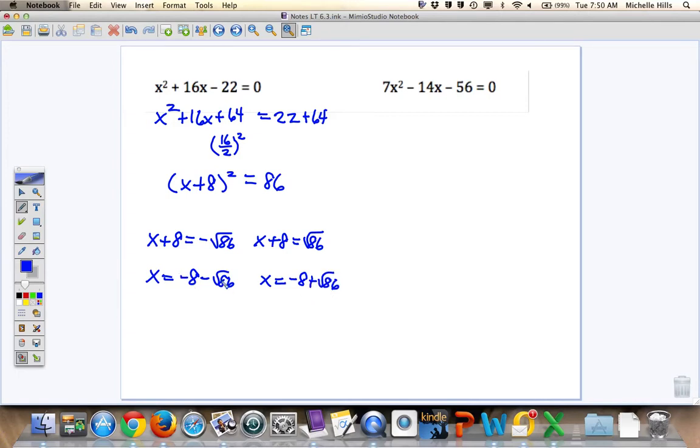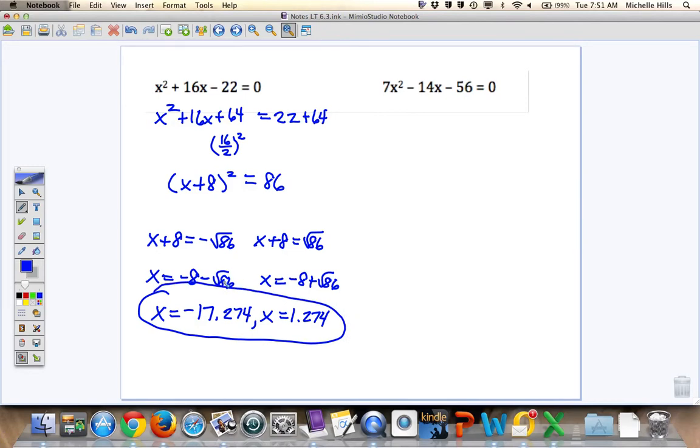I'm going to plug this into my calculator. Notice I did not put this in my calculator and round it first. I'm going to plug this whole thing in my calculator at once. And this x to 3 decimal places is negative 17.274. And this x to 3 decimal places is 1.274. So I had to round that one. I couldn't just do it as a fraction, and I don't want you to leave those radicals in your final answer.